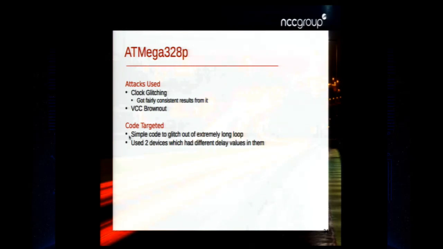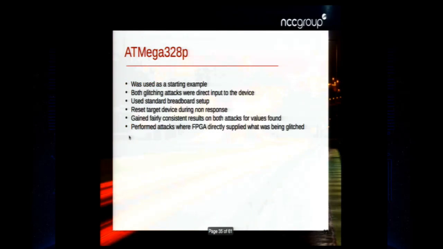And this would be in a loop that would go on forever, and when it exited out, it would turn on another LED, on a completely separate pin, to indicate when we're successful with our glitching attack. So this is a really rudimentary example that I used.